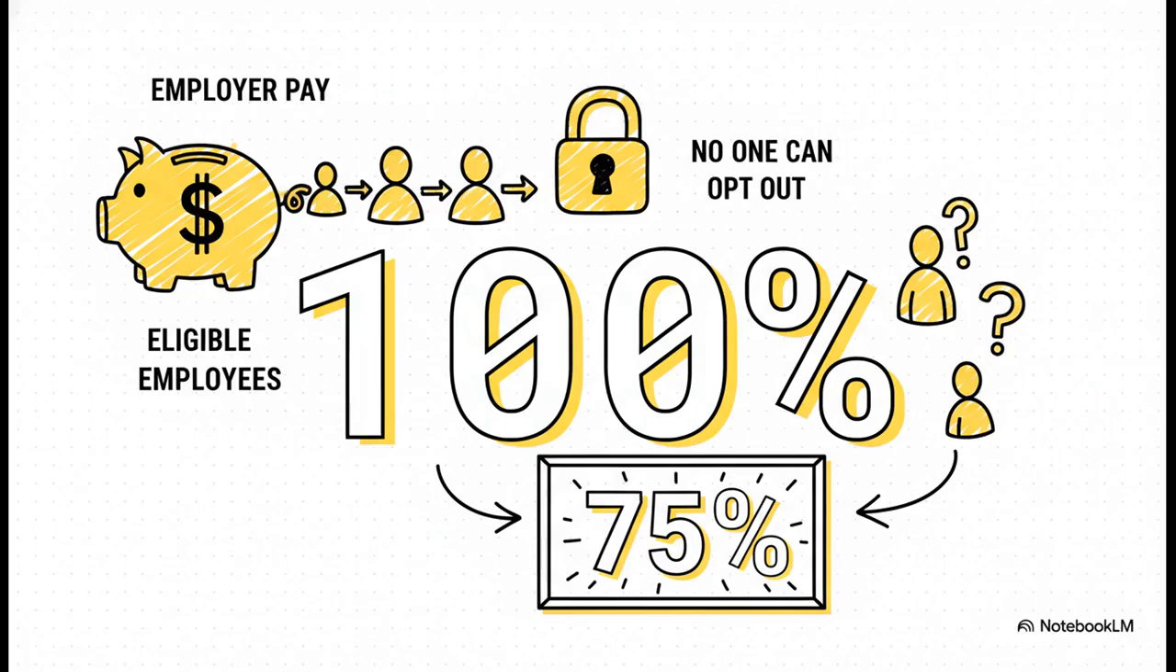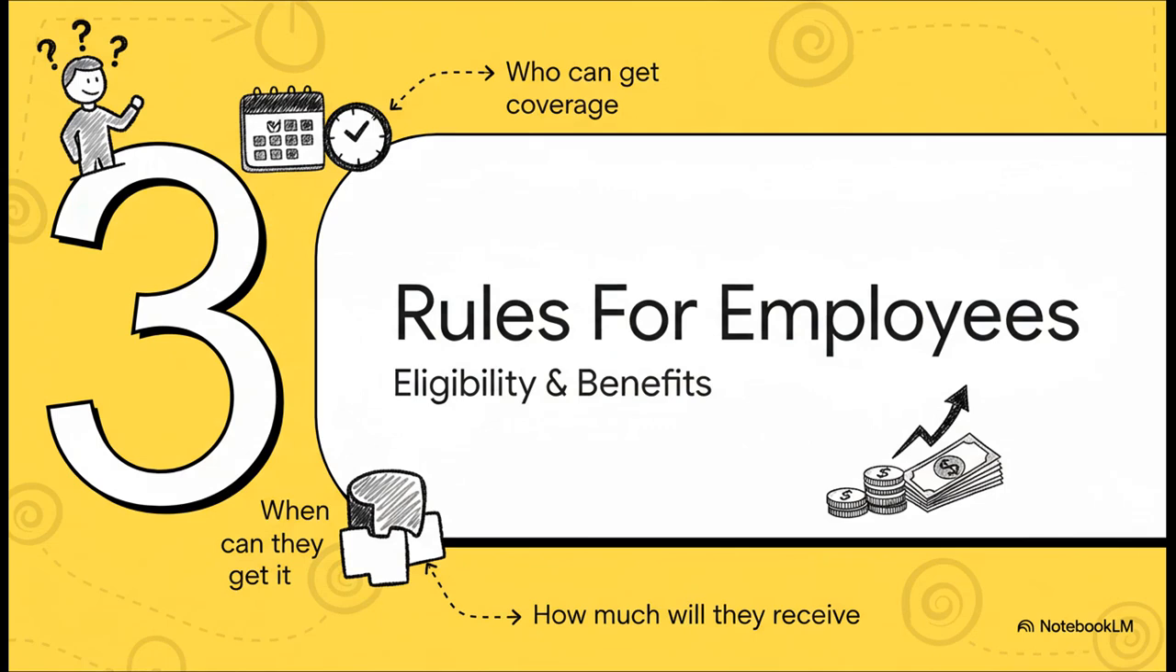And the second magic number? Well, for a non-contributory plan, since the employer is footing the entire bill, the insurer says, okay, fine, but then 100% of eligible employees have to be covered. No one gets to opt out. So it's 75% for contributory, 100% for non-contributory. Got it? Good. All right, let's keep moving.